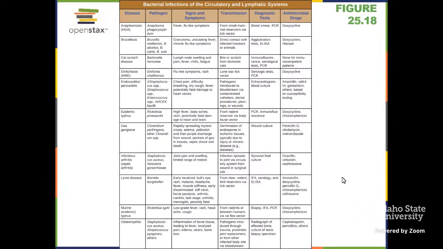Ehrlichia, this ehrlichiosis, this is from a different tick. This is the Lone Star tick. They've got kind of a little spot or star, if you will, on the back, the abdomen of the tick, hence the name. They also are found in Texas and southern states, but that's not why it's Lone Star. It's because of the little dot on them.